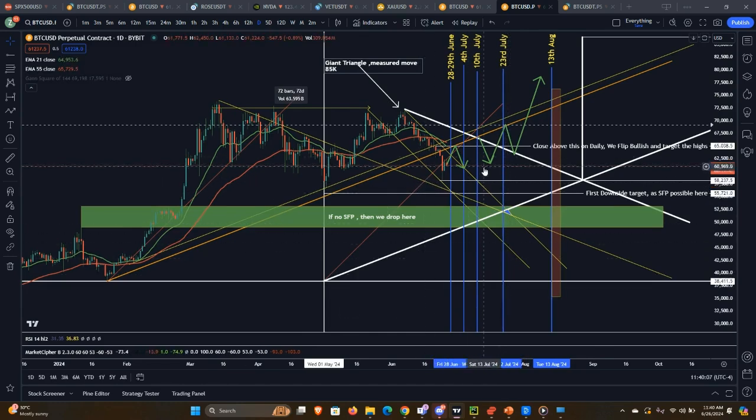So that's what I meant by finding the sweet spot when I posted in Discord. Right now we are in the middle of nowhere. We don't know whether this low will hold. We have to wait and see what happens.